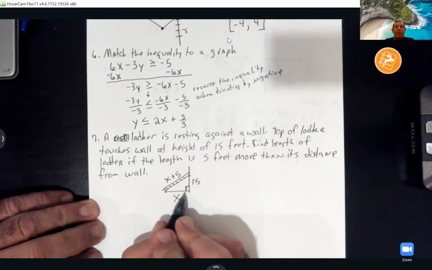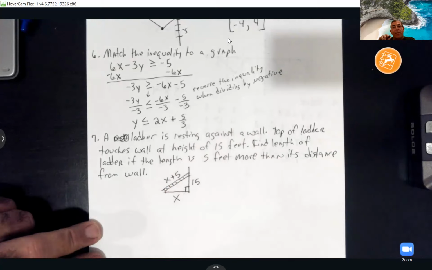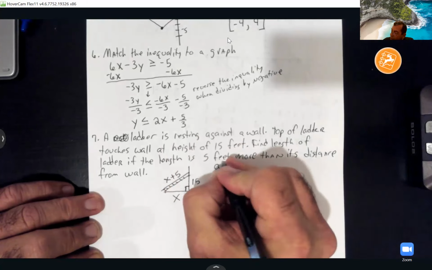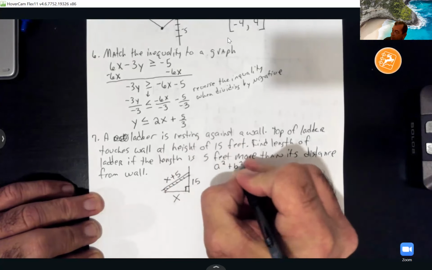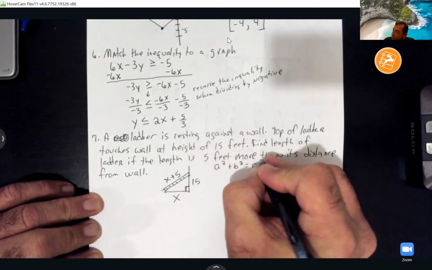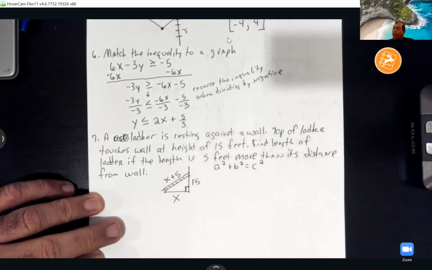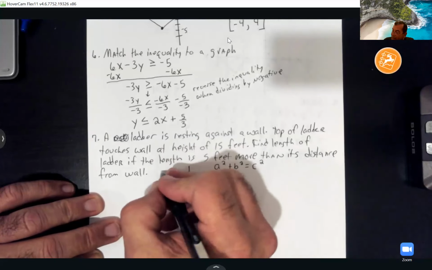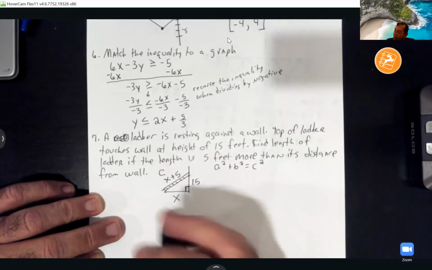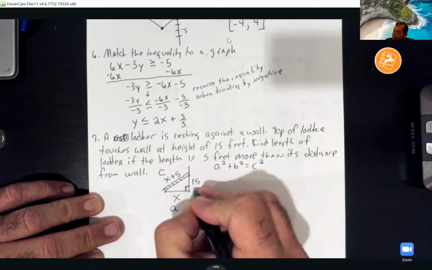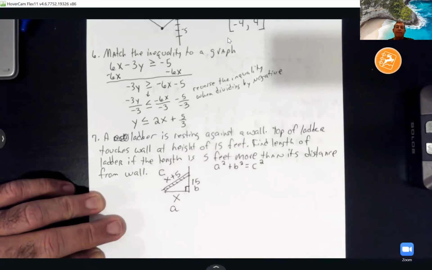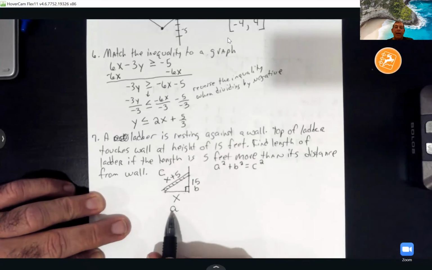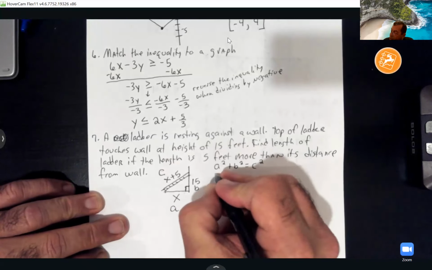So we got a right triangle, so we're going to use the Pythagorean theorem on this. A squared plus B squared will equal C squared. Now you just got to remember, C has to be the longest side no matter what. And I'll let this be side A, and that can be side B. So I'm going to plug in for everything I got. So for A squared, I'm going to put in my X squared.